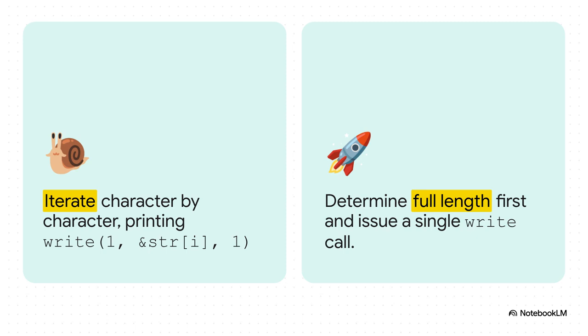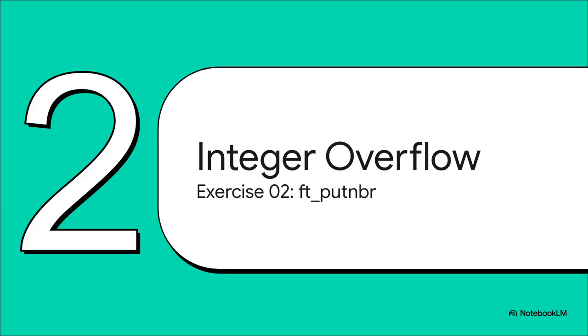Moving on to exercise 01, ft_putstr. Here you need to print that string to the screen, and you face a bit of an architectural choice. Option 1 is to iterate character by character, calling the write function inside a loop. Now, this works, sure, but it's computationally heavy. Instead, here is a massive pro tip from me to you. Reuse your brand new ft_strlen logic. Just find the total length of the string first, and then issue a single write command for the entire block. It's highly efficient, it's elegant, and it shows the graders you have a deep understanding of how system calls actually work. Moving right along to section 2, integers and the overflow trap.